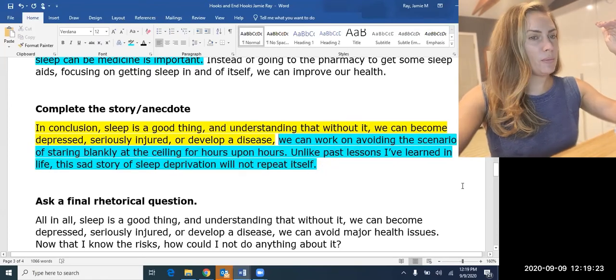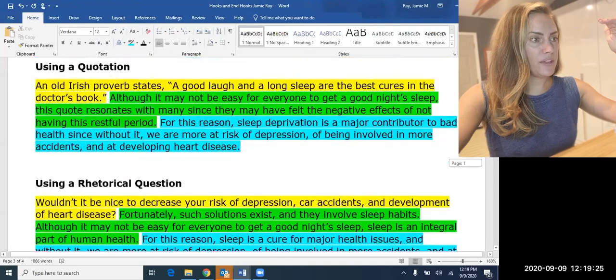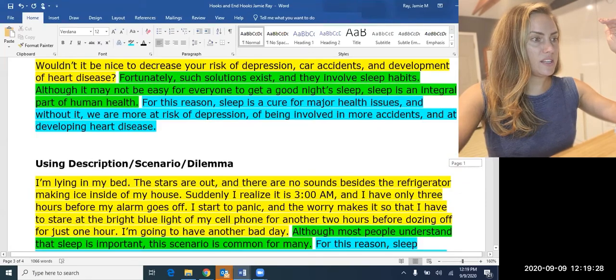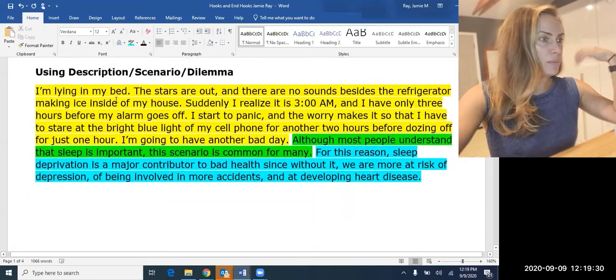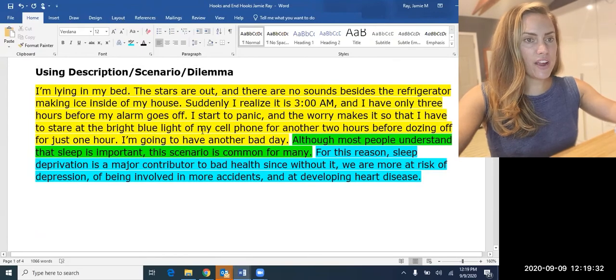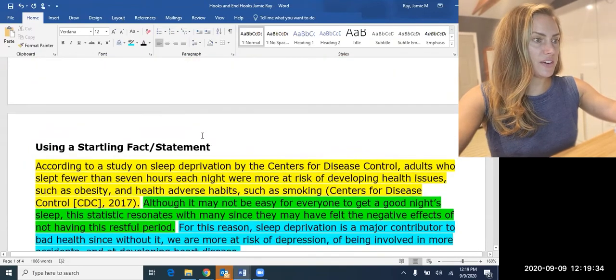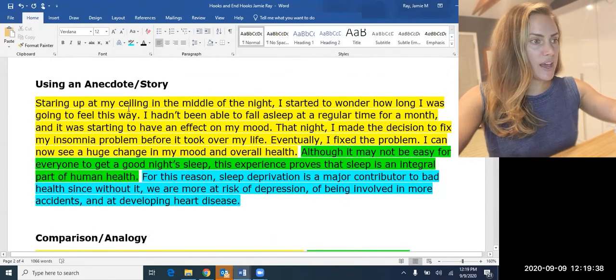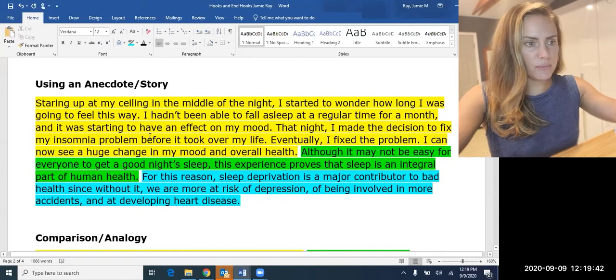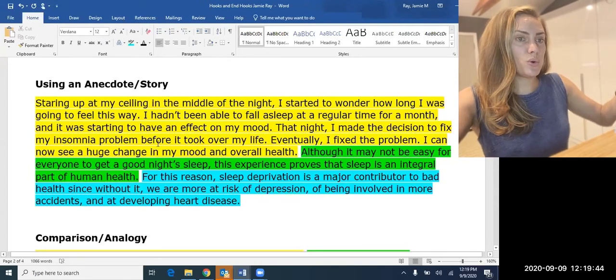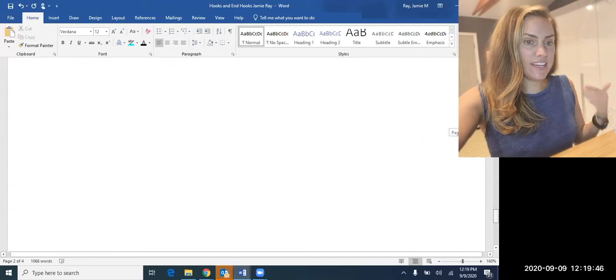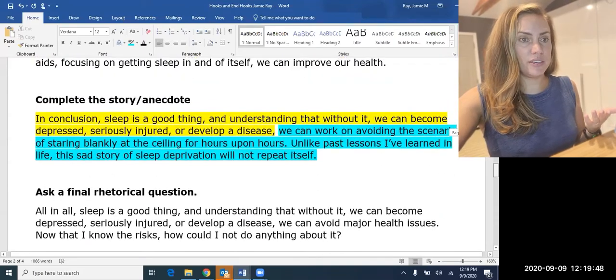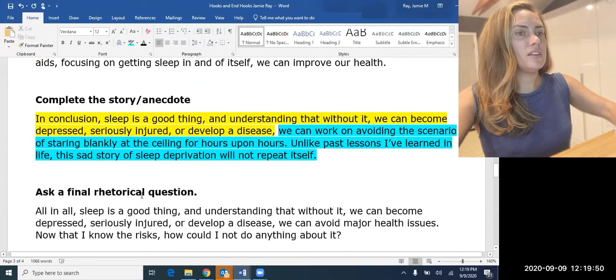Okay, remember my story up here was here. I'm lying in bed, stars are out. Well, that was a scenario. Here's the story too. Staring in bed at the ceiling in the middle of the night, wondering when I'm gonna fall asleep, blah, blah, blah, right? I'm starting that story. And then at the end, I'm referring back to it in my conclusion.